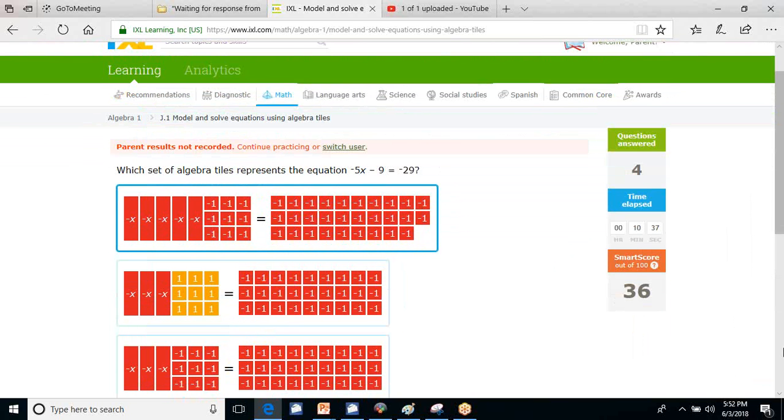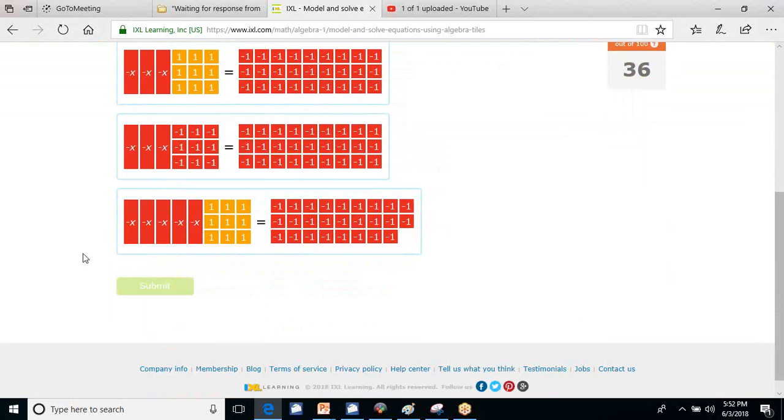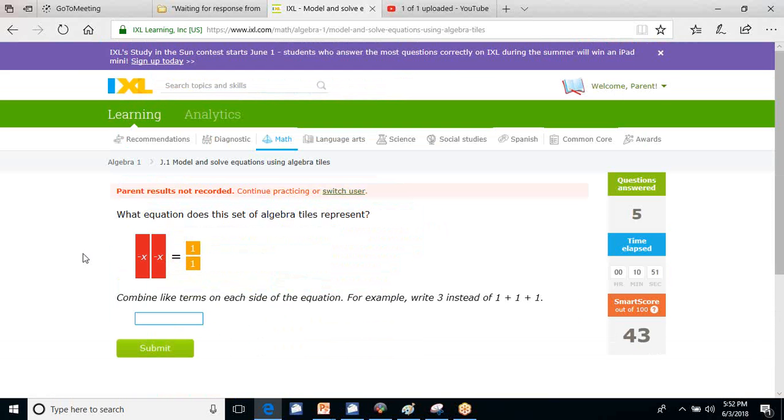So when you have an equation, an algebraic equation, it means something, okay? All right. So what you're going to do now, what equation does this set of algebraic tiles represent? What equation? If you're going to write this equation, how will you write it?